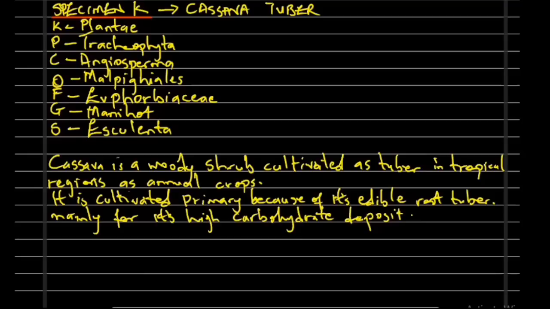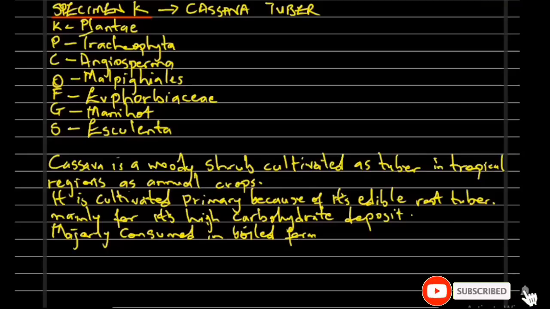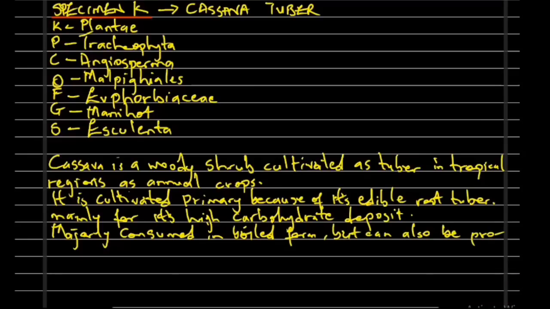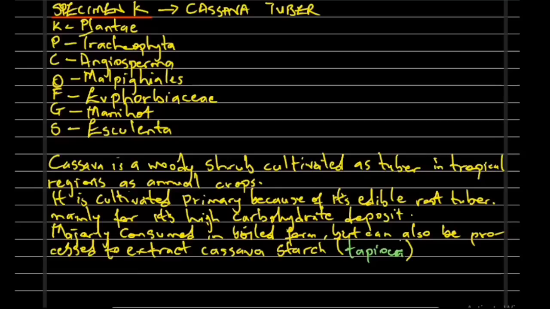Now, cassava is commonly consumed in boiled form, but substantial quantities are also processed to extract cassava starch. Cassava starch is what we popularly know as tapioca. So it is after the starch has been extracted that it is used in the preparation of what we refer to as tapioca.